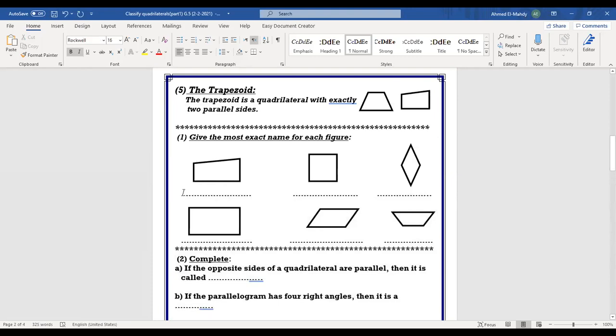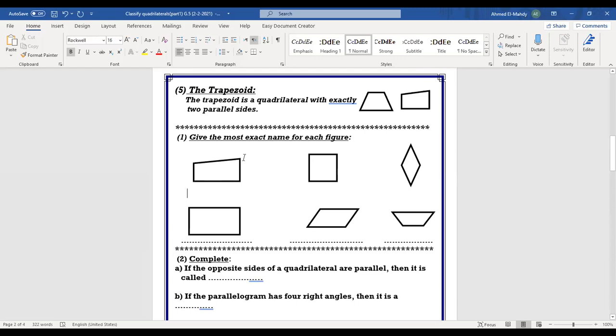What is the name of the first figure? Who can tell me? Yes, Abdurrahman. What is the name of the first figure? Rectangle? No. In the rectangle, all the opposite sides are equal. Yes, but here, these opposite sides are not equal.